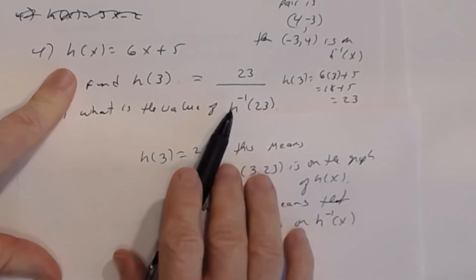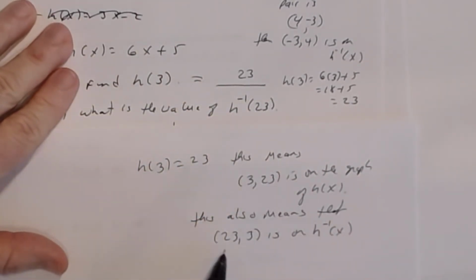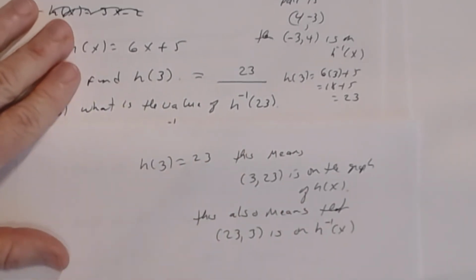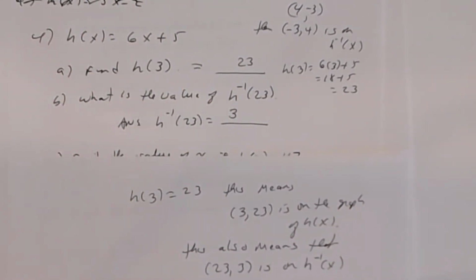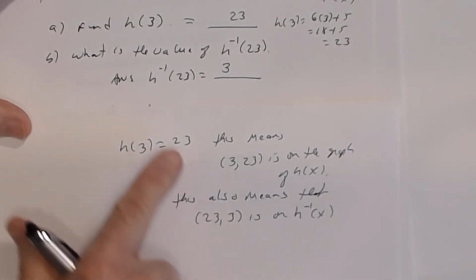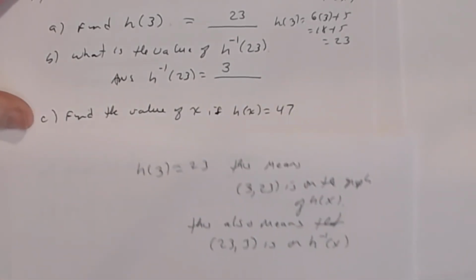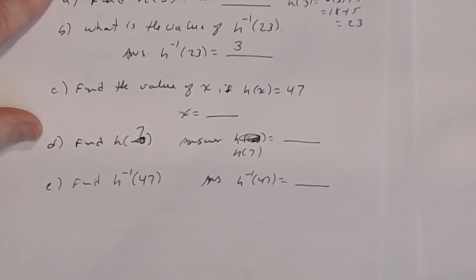So what's h inverse of 23? Remember what this means. When x is 23, what's your y value? Well, the y value is 3. So h inverse of 23 is just 3. Make sure you look at this in the terms that we're talking about here. It does make sense looking at it that way.